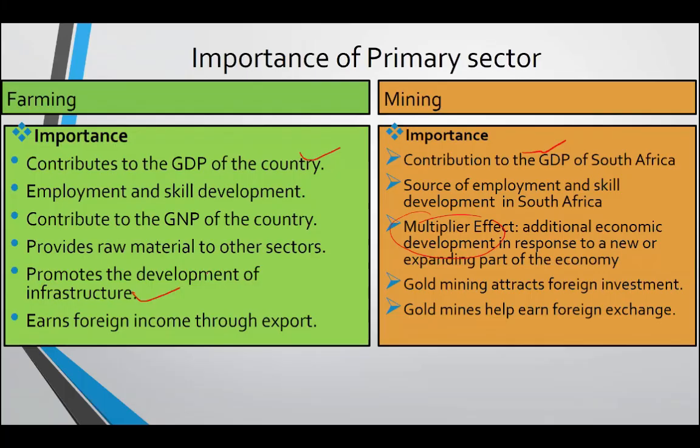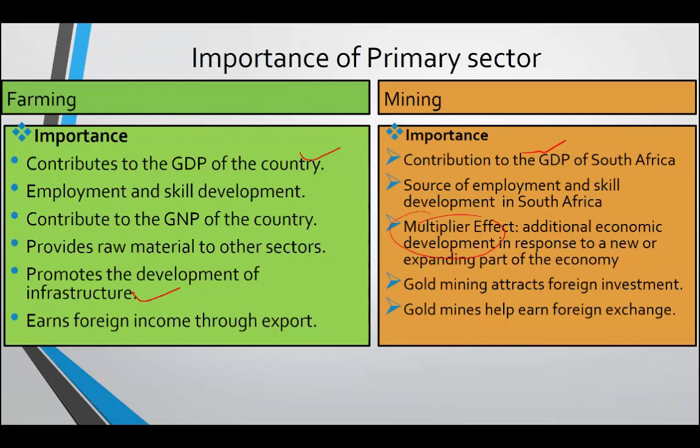Farming is going to promote infrastructure development, and mining will also encourage infrastructure development. Gold mining attracts foreign investment. Also, farming will attract foreign investment. There will be people coming into South Africa, seeing that the South African land is fertile.